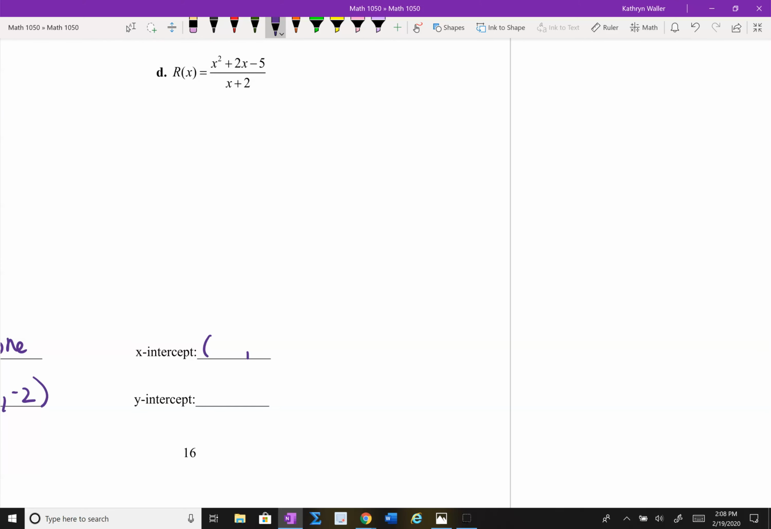Okay, next one. To find the x-intercept, let y be 0. To find the y-intercept, let x be a 0. If x is a 0, gone, gone, gone. What are you left with? Negative 5 over 2. Done. To find the x-intercept, let y be 0, which is the same as letting the what be a 0? The top. Everybody go x squared plus 2x minus 5 equals 0.